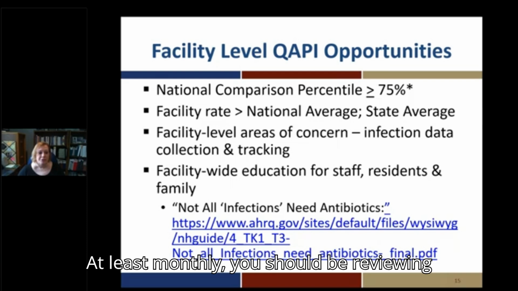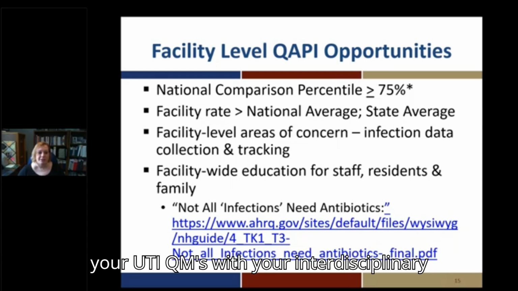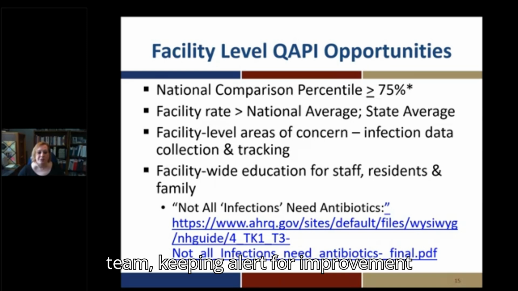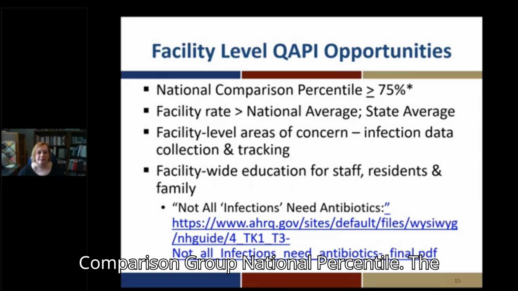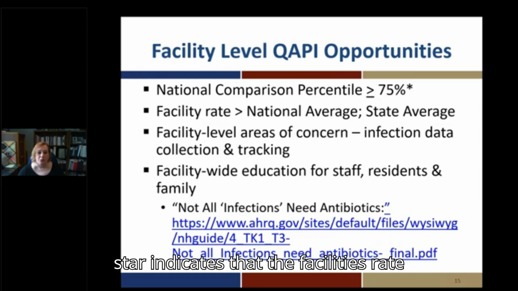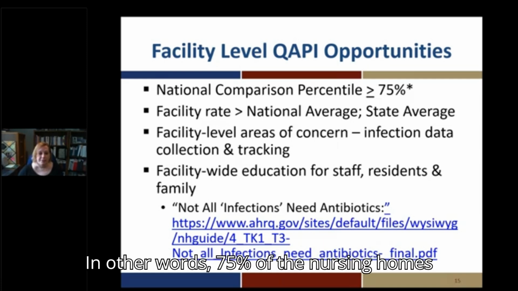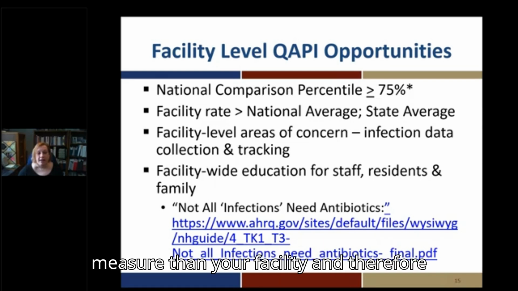At least monthly, you should be reviewing your UTI QMs with your interdisciplinary team, keeping alert for improvement opportunities. When looking at your CASPER facility level report, pay special attention to those QMs that are starred in the far right column labeled Comparison Group National Percentile. The star indicates that the facility's rate for this quality measure, in this instance UTIs, is greater than 75% of the skilled facilities in the US. In other words, 75% of the nursing homes in the country are doing better in this measure than your facility, and therefore you should work on trying to improve this QM.